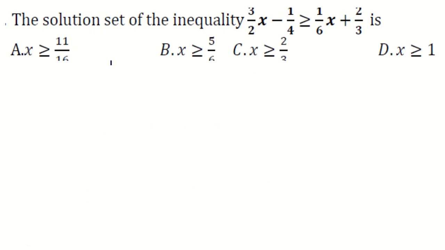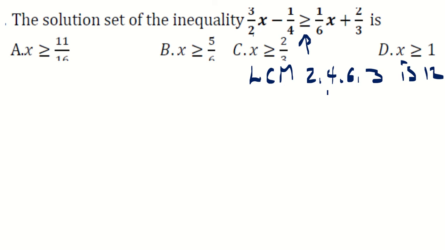Next question, again it is an inequality, greater or equal to. As you see here, it says 3 over 2 x minus 1 over 4 is greater or equal to 1 over 6 x plus 2 over 3. So first we need to find the LCM of the denominators, 2, 4, 6 and 3. For these numbers the LCM is 12 for all of them. So we need to multiply each of them by 12.